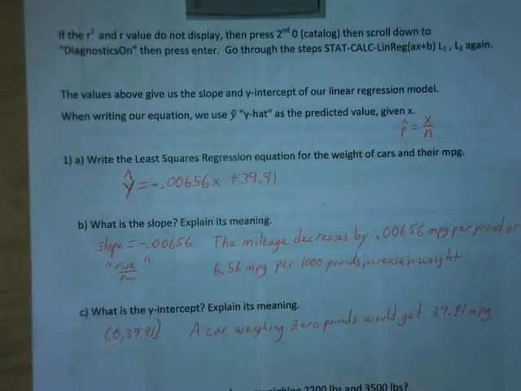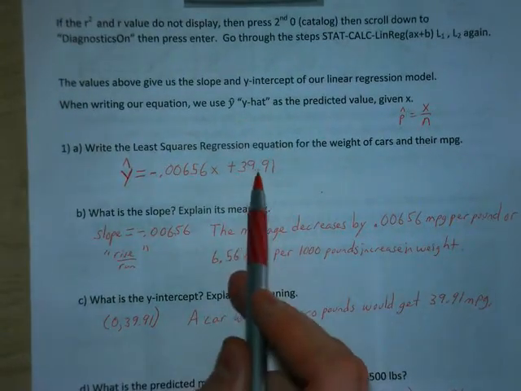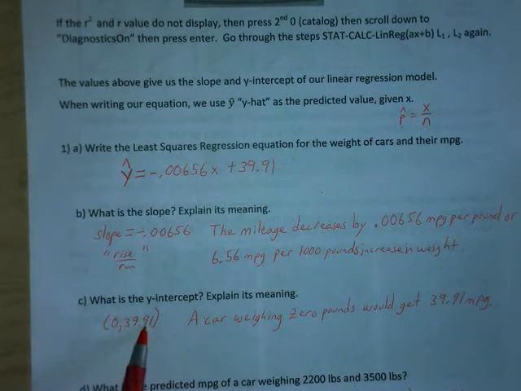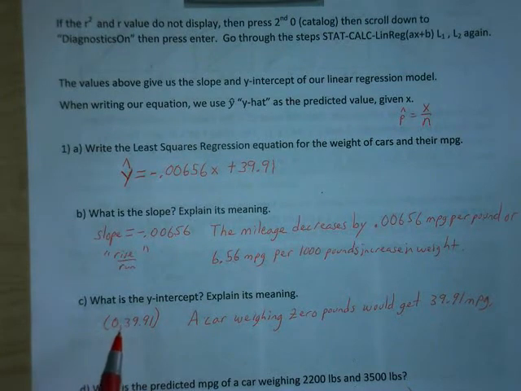And then part C, the y-intercept. That's the number all by itself, the b value. So 39.91, which means if x is 0, so if the weight of a car is 0, we would predict it to get 39.91 miles per gallon. Now we know that we're not going to have a car that weighs 0 pounds, so in the context of this question, that would make no sense. But that's how you would interpret that answer.